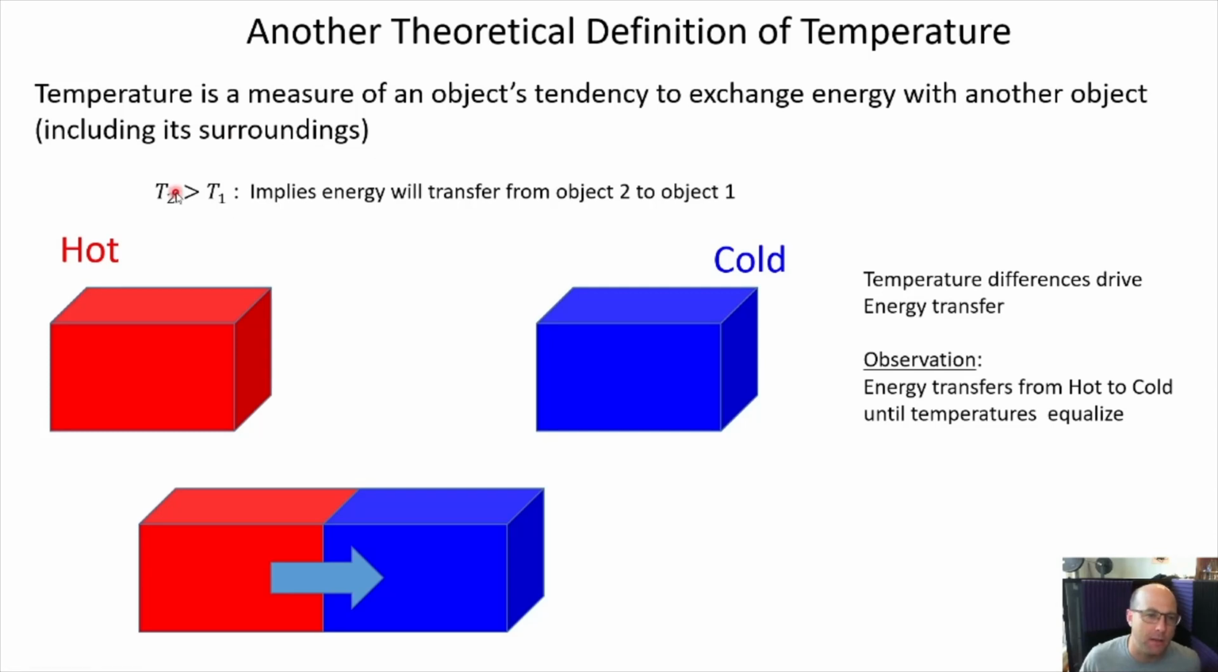Right? And so the idea here is that having T2 bigger than T1, so a hot object and a cold object, means that this object has a tendency to want to transfer energy from itself to the colder object. Okay? And so the observation is that over time, energy transfers from the hot object to the cold object until the temperatures become equal. And so that looks like this, right? Basically, the whole thing becomes a uniform purple. And then, another important observation from this is that if you do have a temperature difference, there's a driving force for energy transfer.